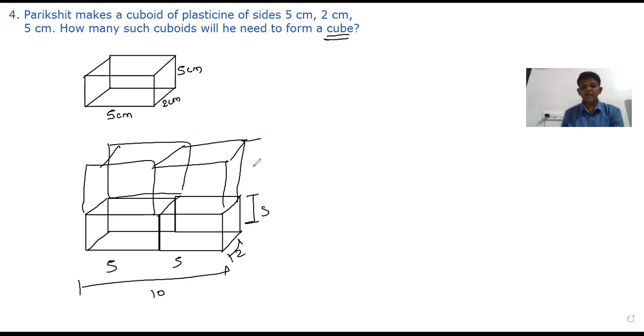Then what happens? This 5 plus 5 becomes 10. So this becomes 10, this becomes 10, but this remains 2. Are you understanding, children? If 4 cuboids I have kept like this. Yes or no? Yes, sir. So suppose I add 2 more cuboids like this.